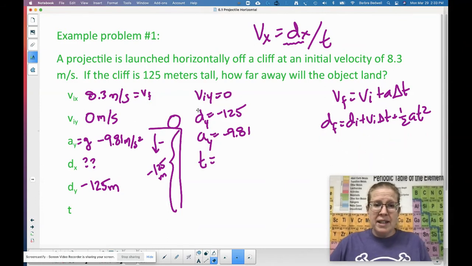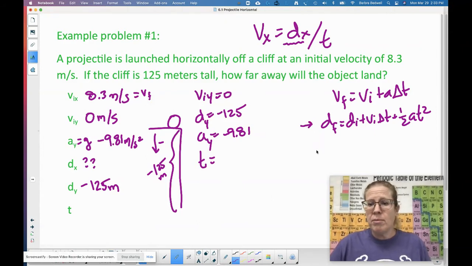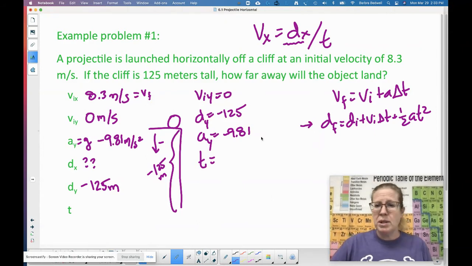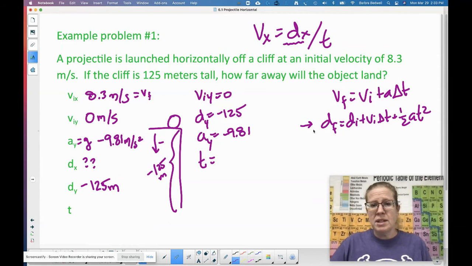What we're really trying to find is, what do we know? VI, dy, and AY. That means we're going to use the second equation right here. We don't know what VF is. Yes, you could do that problem first if you wanted to and do a 2-step, but we can do it in 1 step. So we're going to use this equation to figure out what time is. So plug your numbers in and chug.